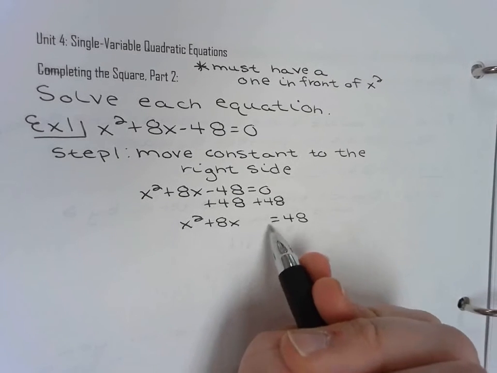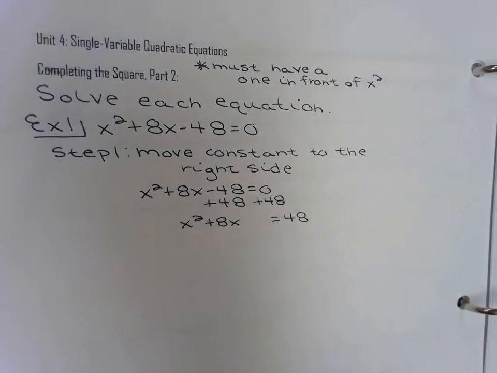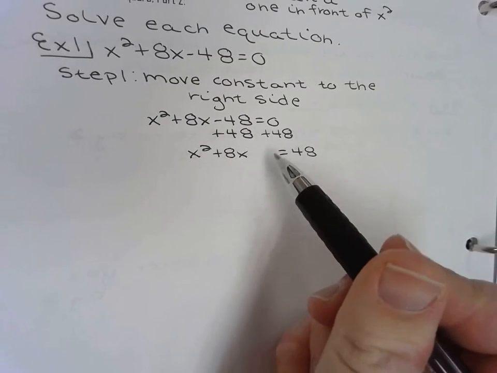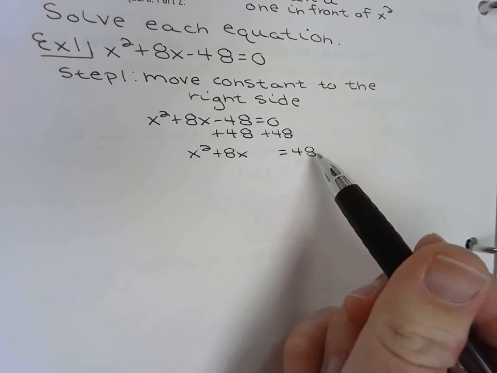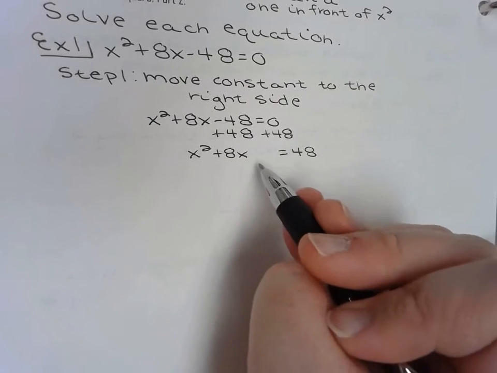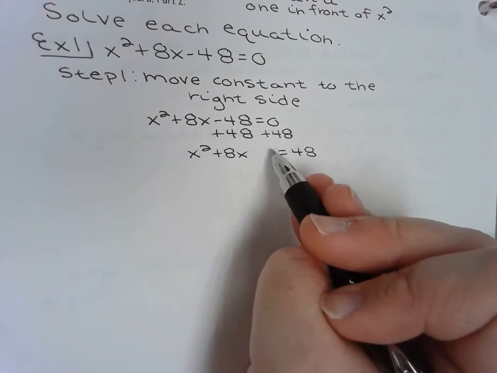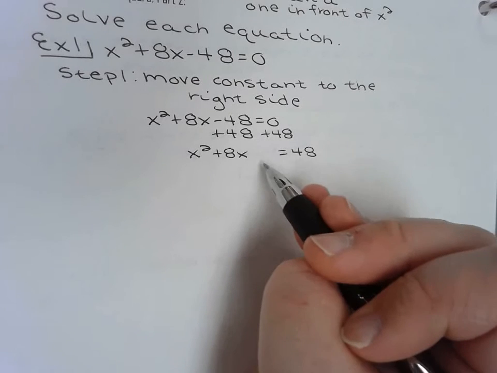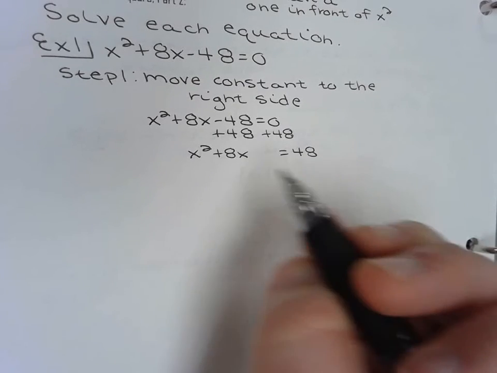Now you're going to want to leave a little blank after the 8x. So when you rewrite it, you're going to put x squared plus 8x plus a little blank equals 48. That little blank is like what we did in part 1, where you have to find what number goes after the 8x. Just like you had to find what number went in the blank, you do the same thing.